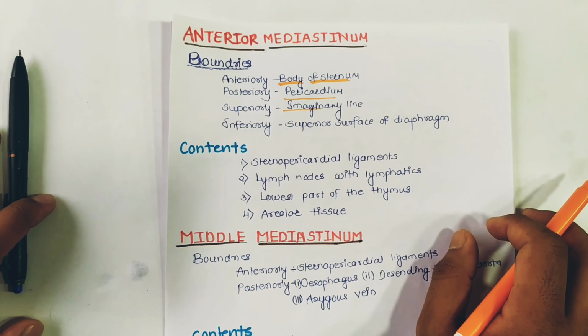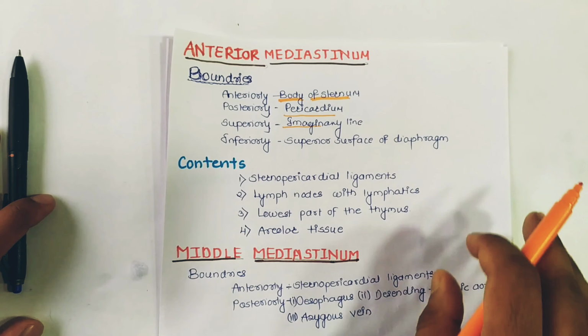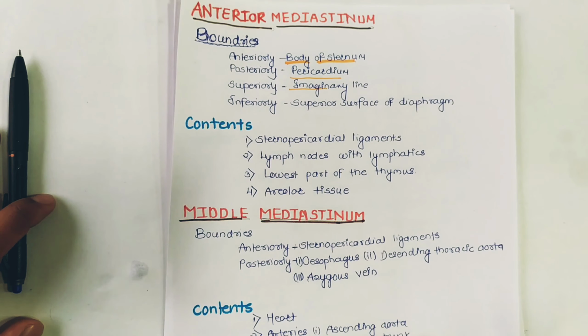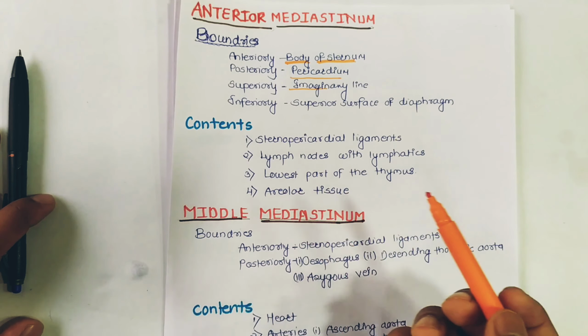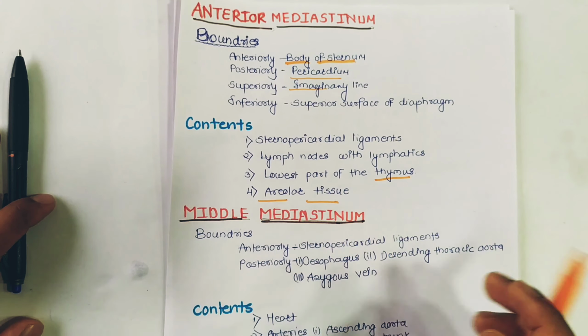So the contents of the anterior mediastinum are not so important, but here we are giving those contents, that is the sternopericardial ligaments, the ligaments which join between the sternum and the pericardium, lymph nodes and lymphatics and lowest part of the thymus obviously, and some areolar tissues, है ना.